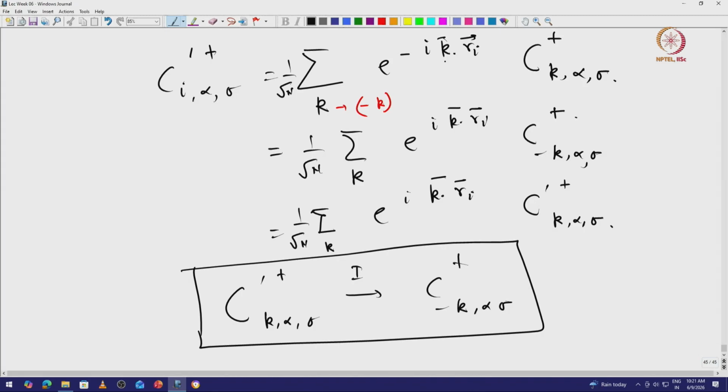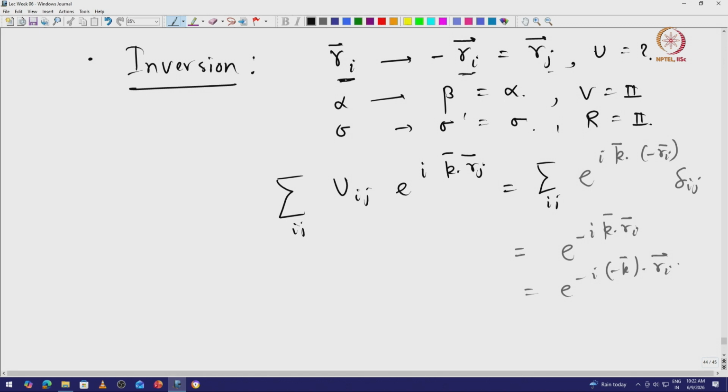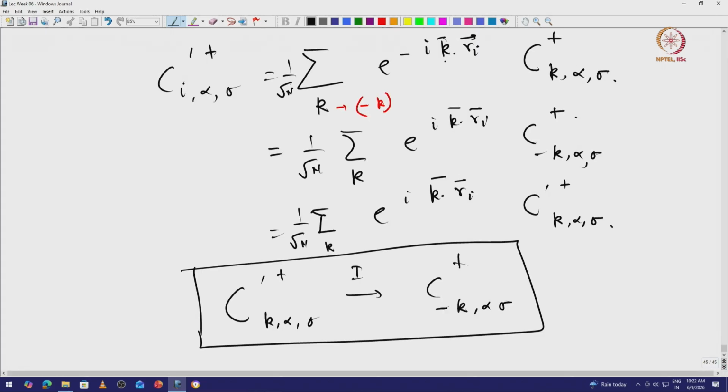Whereas in real space, under inversion, a state that was localized at the ith site goes to a position that is minus r. So, all the position coordinates are changed to minus r, whereas orbital and spin remain the same. In the momentum space, that corresponds to a wave vector k going to minus k under inversion.